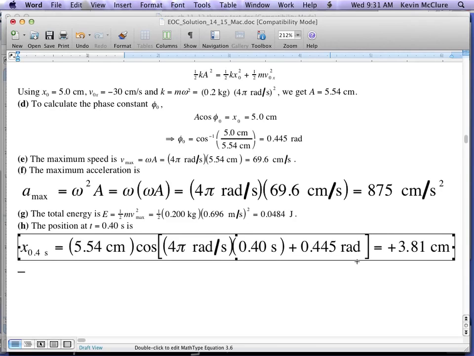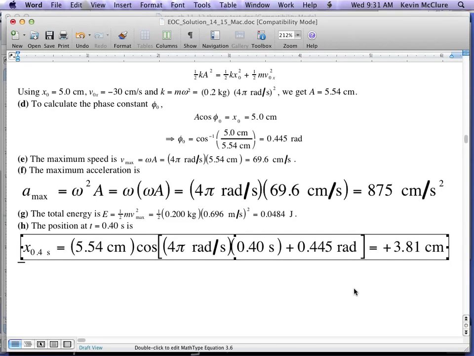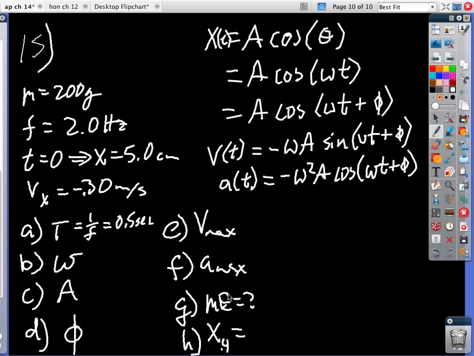So if we expand this a bit, it looks like you just take all the things that we already know and plug them into the position function. If I jump back over here, is this not the position function? Do we know A? Yes. Do we know omega? Yes. Do we know time? Yes. Do we know phi? Just plug everything in and get your answer.